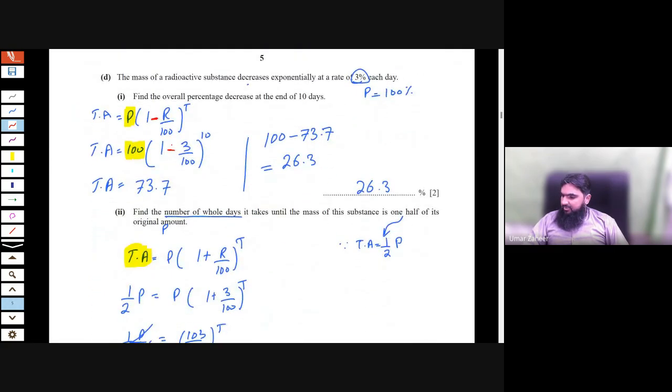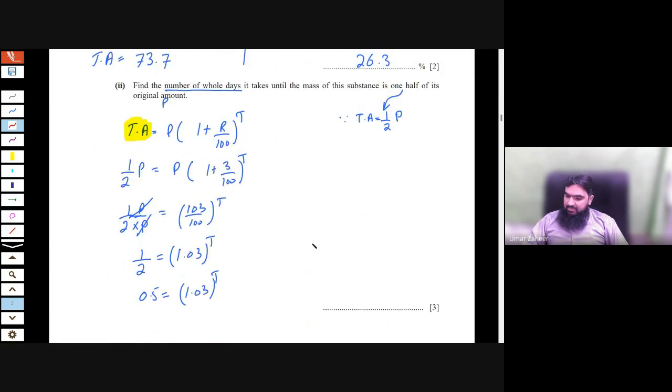The mass of a radioactive substance decreases exponentially. Okay, decreases, sorry. If it decreases, it means that it is minus. So it will become 100 minus 3, it will be 97. 97 means 0.97.